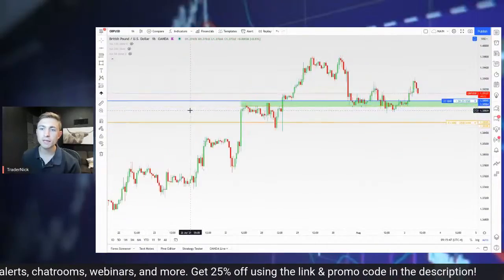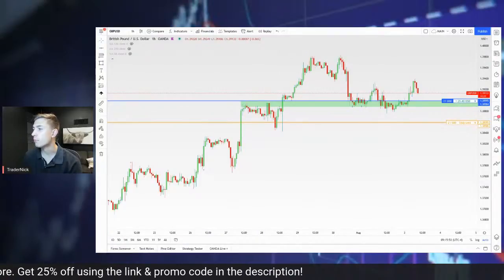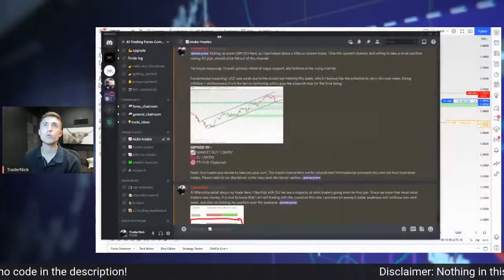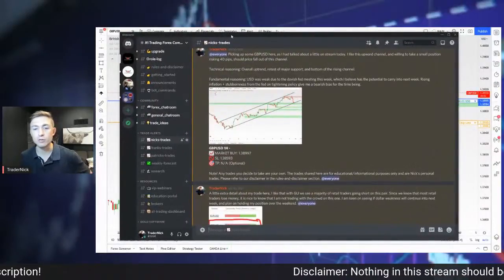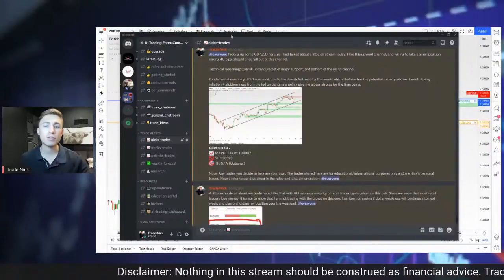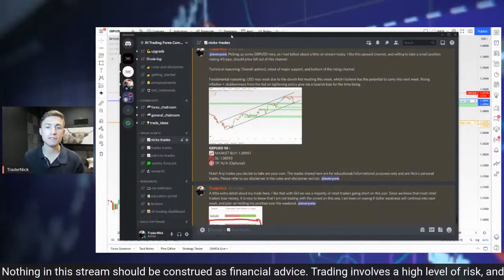So I'll explain a little bit of my reasoning here behind the trade. The best way to do that would be for me to probably pull up my trade from Discord. So we have a Discord where I share every trade that I take. So I use my journal in Discord as a way for me to share my thoughts and ideas for every trade that I take, including my entries, my stop losses, etc.